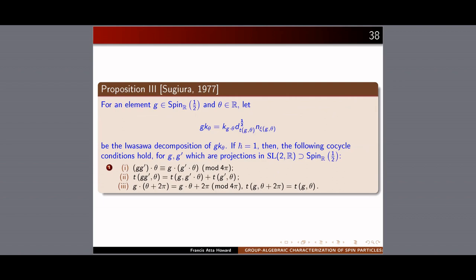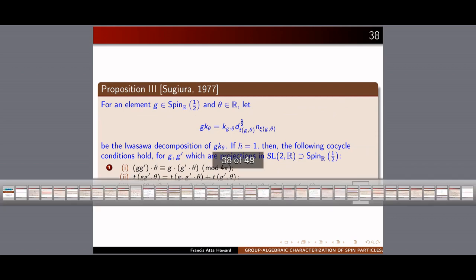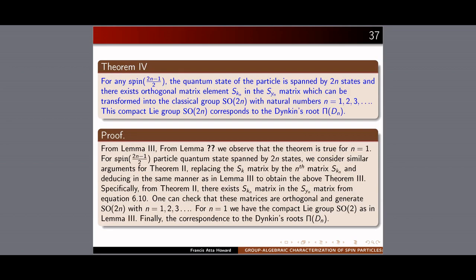May I interrupt? Yes. If you go back to that slide. I am understanding about 25%, and you're helping me reach 35%, I think. So I'm just trying to see if I'm hanging in there. But the relationship between the Lie group SO2n and the Dynkin root system for D_n, that's part of the classification. What is actual here in theorem four is that there exists an orthogonal matrix element, so that this is allowing for this decomposition. Is that what I'm... Absolutely. Okay, I understood that much. Thank you. Absolutely. It's very true.